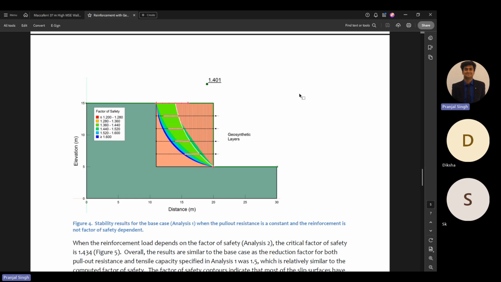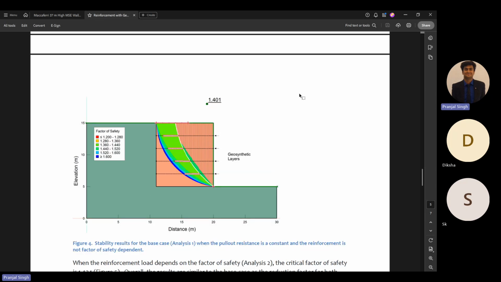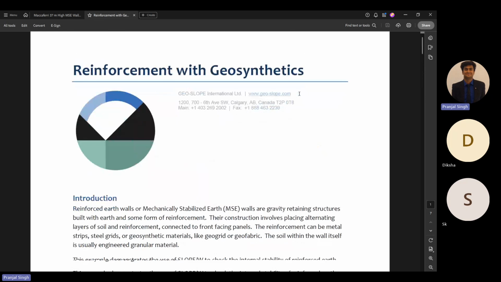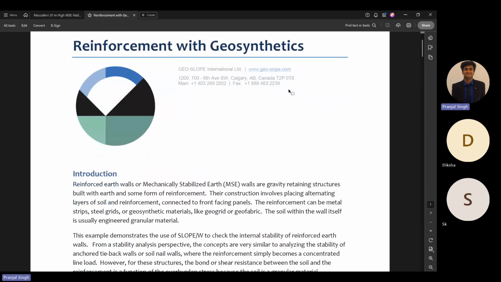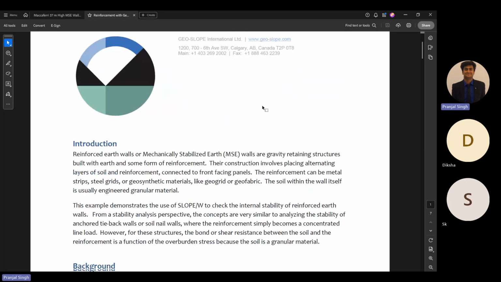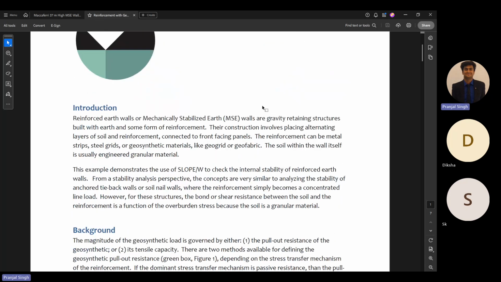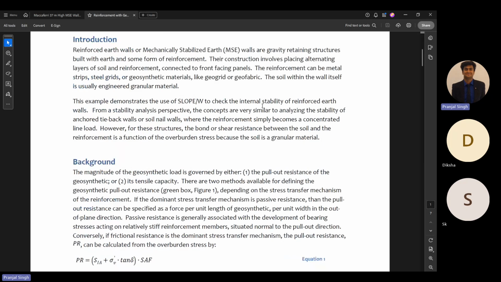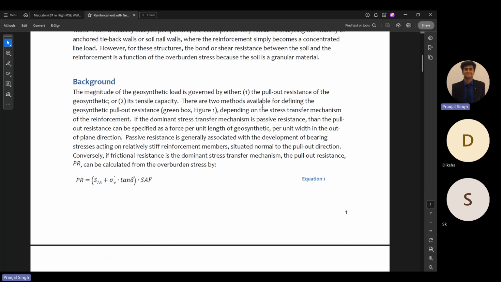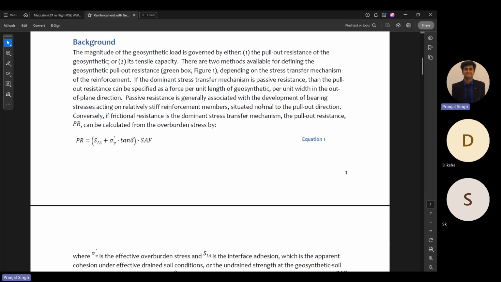For those who have just joined, we have discussed a practical problem case, reinforcement with geosynthetics. We wanted to give you a tutorial on a practical problem, but unfortunately, the Institute VPN is not working and I don't have the license currently. So we can discuss it in the next class.